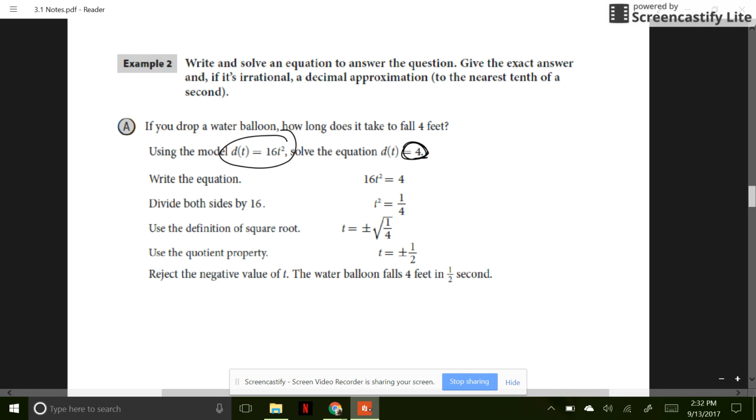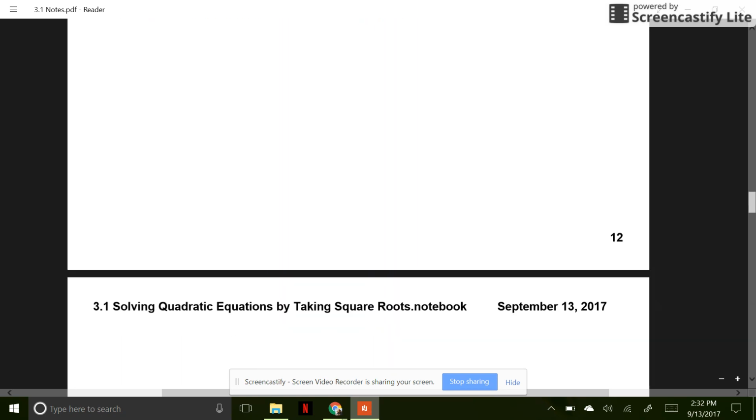From here we divide both sides by 16, take the square root of both sides, and then we can simplify this. We have root 1 over root 4, which simplifies to 1 over 2. And again, we have to reject that negative value of t, so that means the water balloon falls 4 feet in half a second.